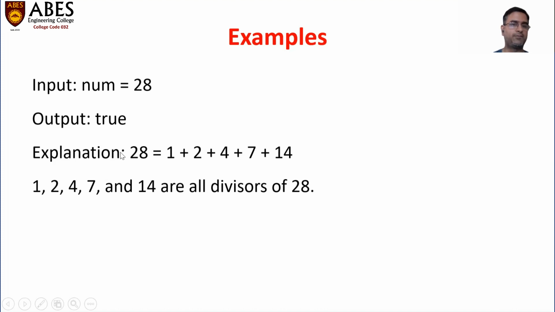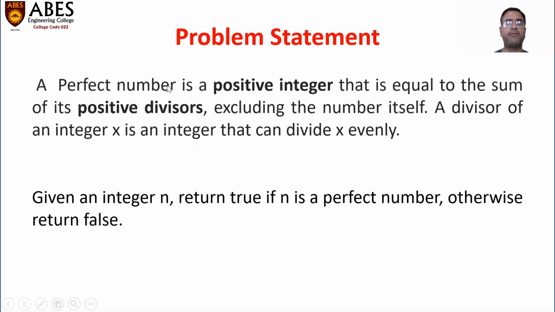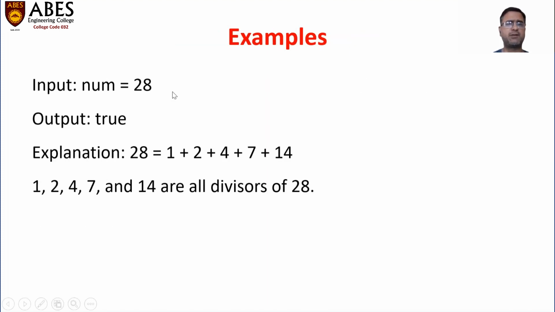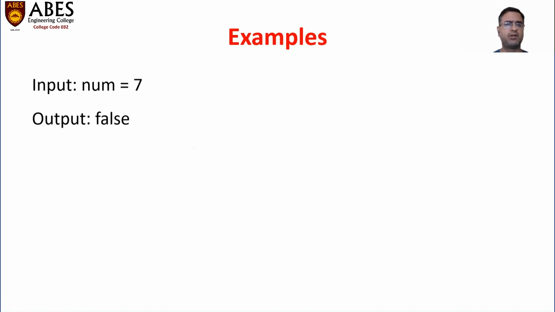So they are equal. That means the number and the sum of its divisors are equal, so that's why it's a perfect number. Now let us take another example, number 7. Number 7 has factors 1 and 7. Of 1 and 7, we exclude 7, leaving only 1. So the sum, 1, is not 7. That's why this is false, which means this is not a perfect number.